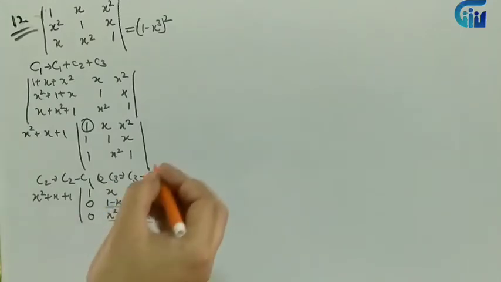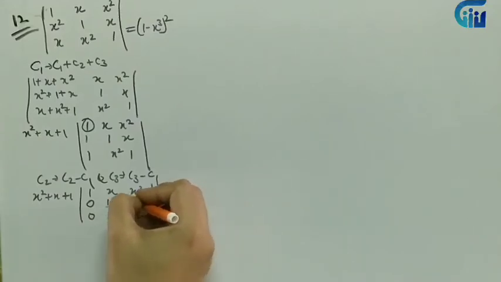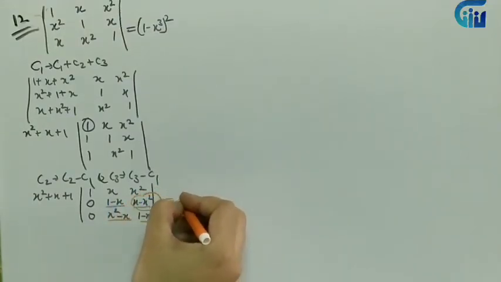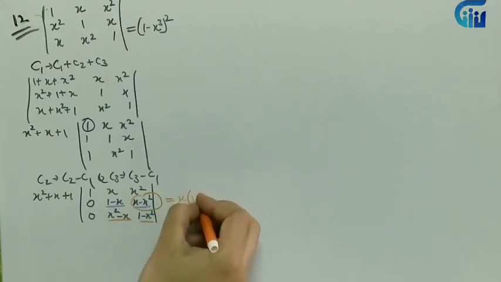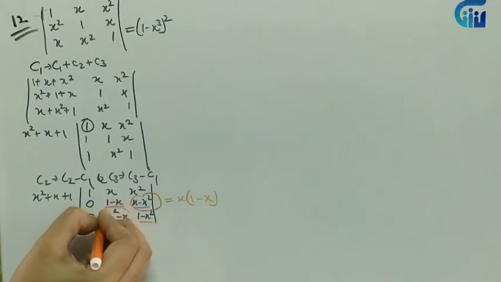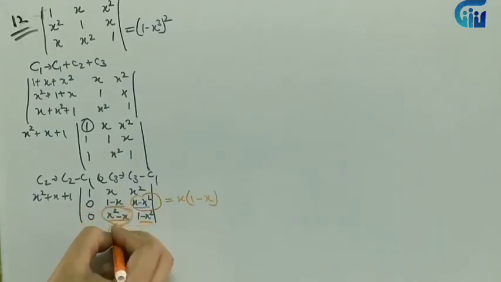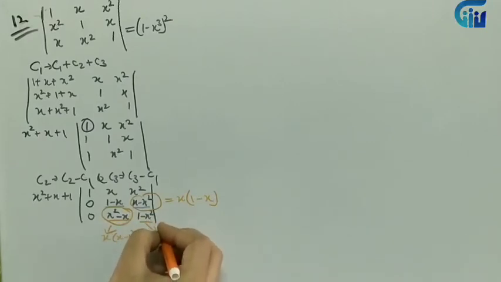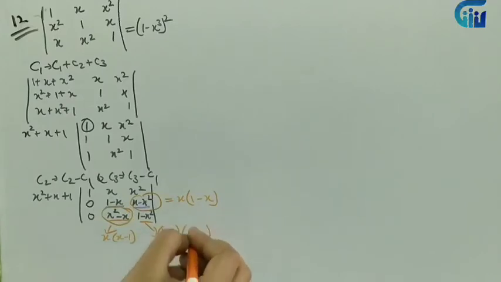Now for this particular element, since it is 1 minus x common, if I take x common, I will get 1 minus x. And for this particular element, I will write x common, so it will be x minus 1. This element can be written as 1 minus x and 1 plus x, applying the identity a square minus b square. So now let's proceed further.